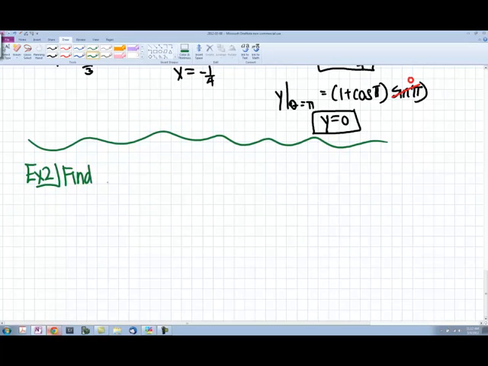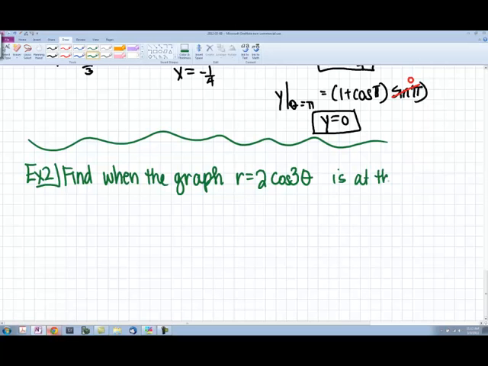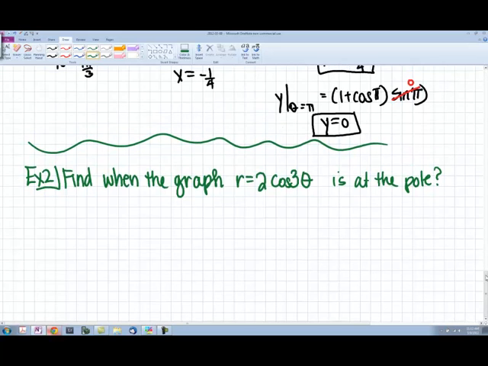I want us to find when the graph r equals 2 cosine 3 theta is at the pole. That's kind of like asking for x-intercepts and y-intercepts. In this case, I want to find when the graph is at the pole. So do you recall from before when a graph is at the pole? Well, that's going to occur when r equals 0, because when the radius is 0, you're at the pole.